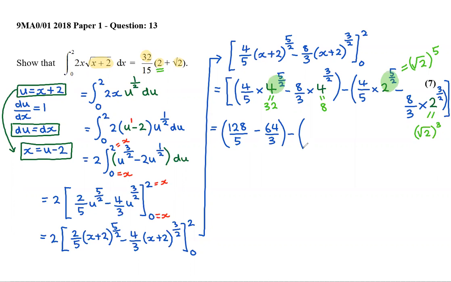We're now going to have 4 over 5. Now, again, I've got powers of 2 here. I've got 4 and 8, which sort of stick out. I've got the 4 and the 8 there. So I'm going to write that as 2 squared over 5, multiplied by root 2 to the power 5. We've just said, subtract 2 cubed over 3, multiplied by root 2 cubed.